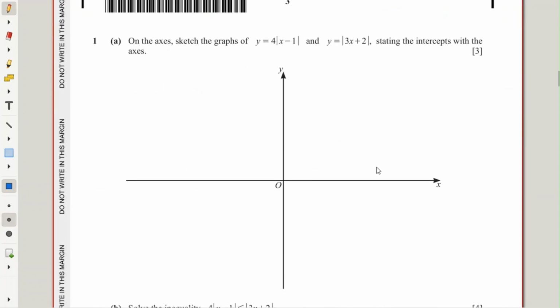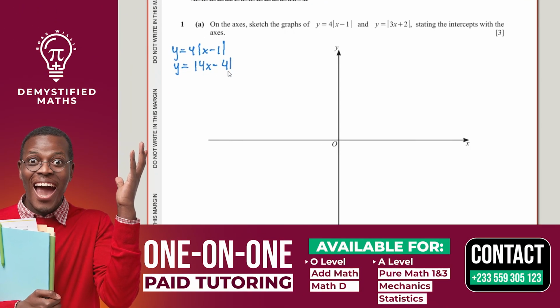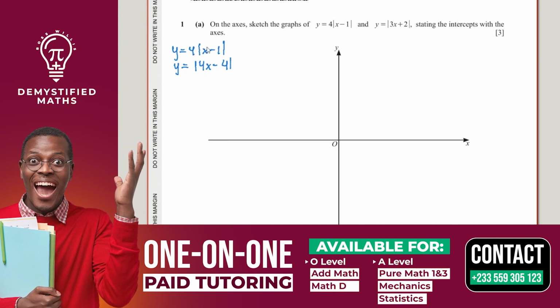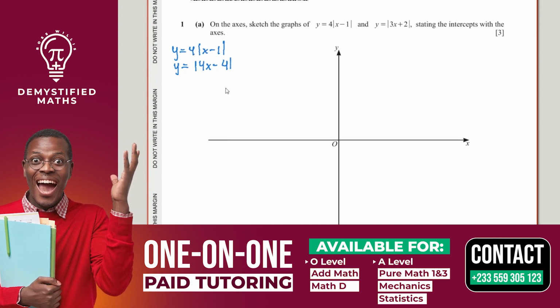The first question has to do with modulus graphs. Okay. Now, we have been given something like this and they want us to sketch the graph stating the intercept with the others. So this is what you can do here. If you take the first function, you can expand. Many people don't know that you can actually expand your modulus function, like how you expand a quadratic. You can actually expand, so the number in front multiplies each of the terms here, so you get something like this.